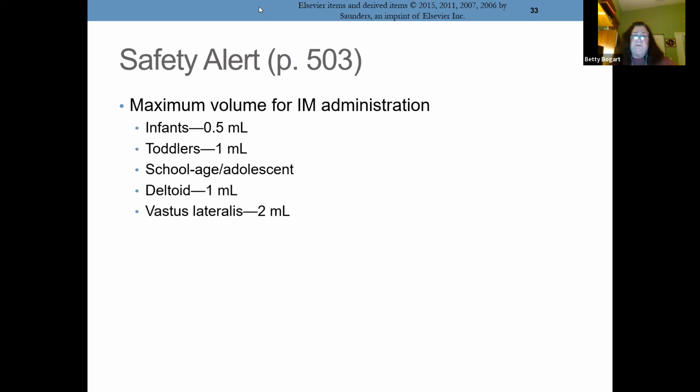Now, an IM injection of 0.5 mLs for some infants, that's quite a bit. Okay, if they're bigger, maybe a little bit more, but remember, too much is going to cause irritation, can cause skin necrosis. I've seen really bad side effects from too much injection. Toddlers, 1 mL, and then school-age to adolescents in the arm, right? 1 mL, and you could put up to 2 mLs in an infant's vastus lateralis. That's the upper outer thigh.